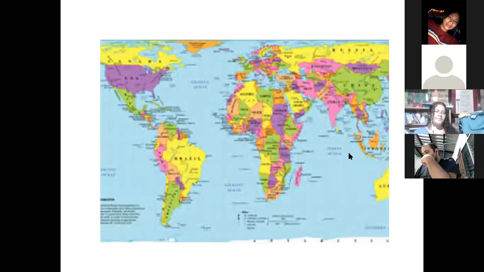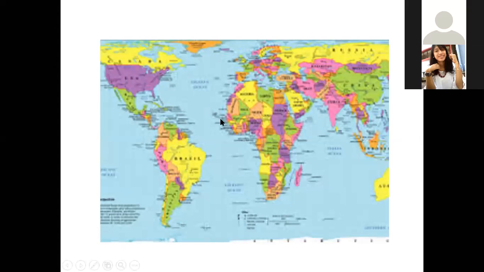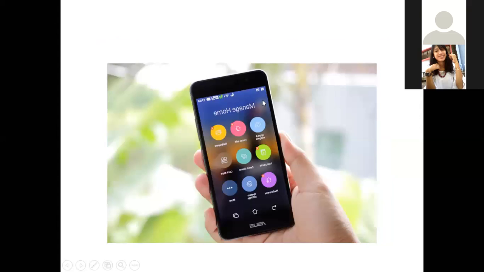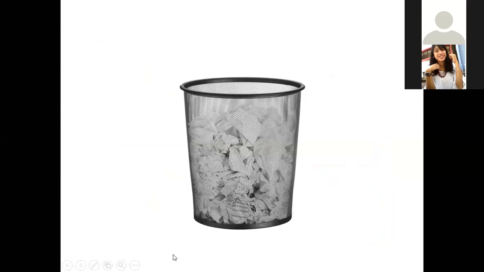Very good. What about these? Okay. What's this? This is for Kevin Portillo. What's this, Kevin? It's a map. Okay, it's a map. And what is this, guys? A map on the wall. Very good. And what is this? This is a cell phone. Okay, very good. And what's this? This is a pencil. It's a pencil. Very good.